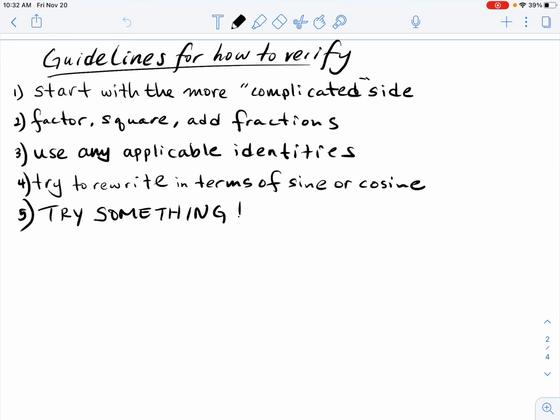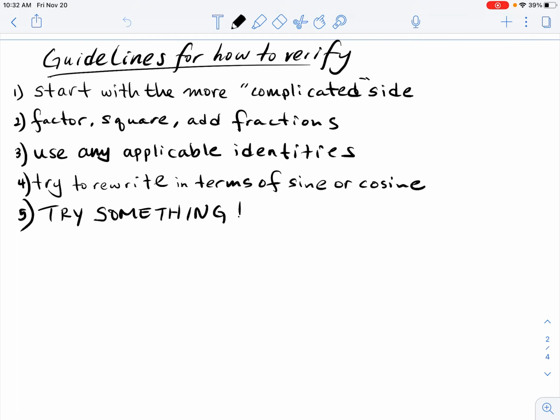Let's talk about verifying trigonometric identities. To verify a trigonometric identity means to make the two sides of a given equation identical to each other in order to prove that it is true. Now, there are a couple of different rules and thought processes that we have to keep in mind as we are applying and verifying trig identities.